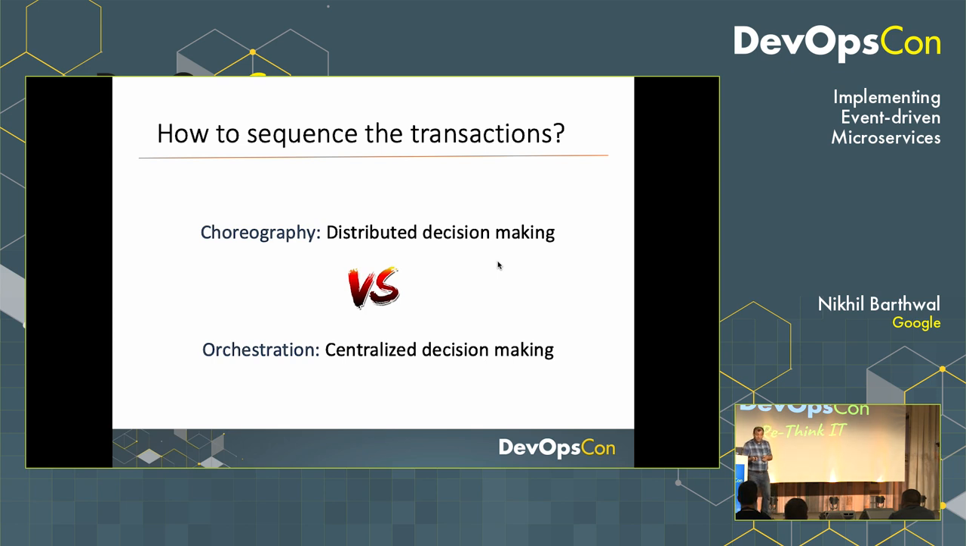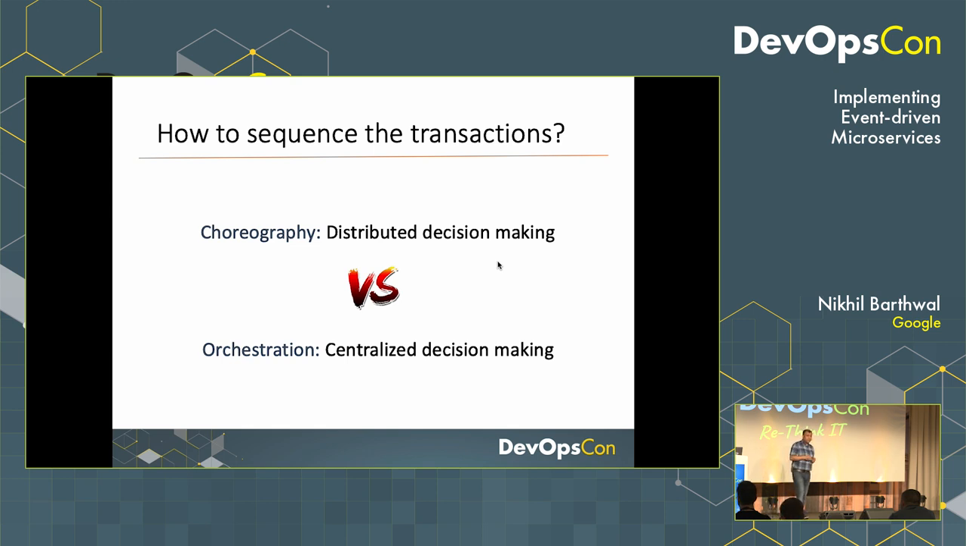So now, sagas don't have isolation, but the question is, how do we sequence these transactions? You talked about saga. I know that I have to do step A, B, C. Who decides these steps? Who executes these steps? There are two basic ways of solving this problem. One is called choreography, which is more like distributed decision making. You don't really have a central entity that's going to make a decision. The decision making is distributed, which, frankly speaking, is a horrible idea. And then you have orchestration, which is more like centralized decision making.